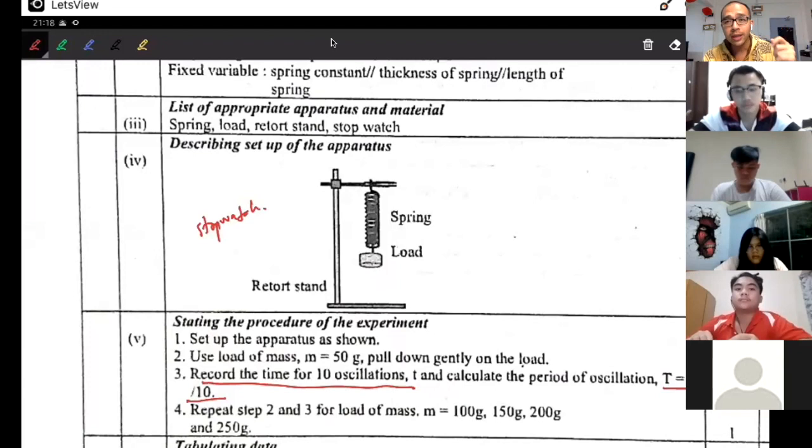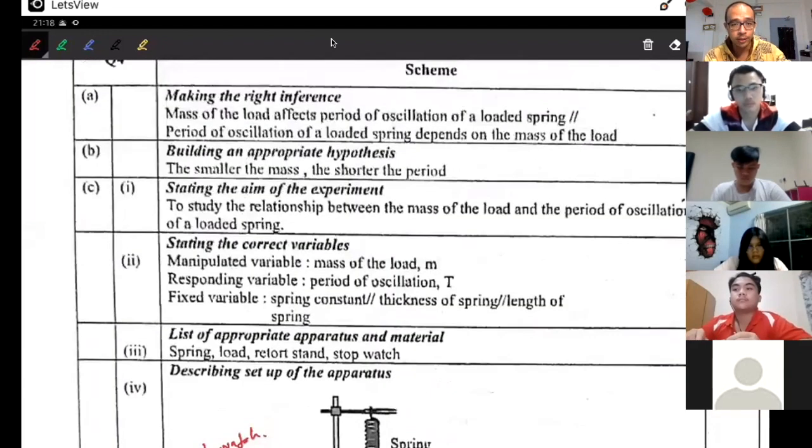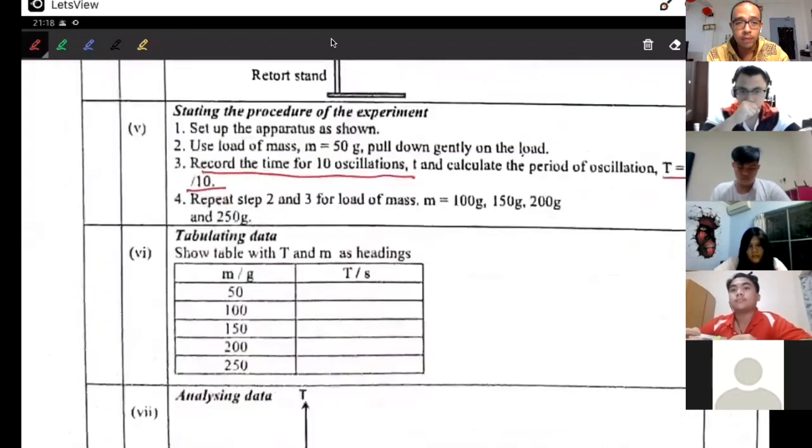Okay, so just be careful with the inertia experiment. Here it says mass and period. You can also say inertia, because I would say that this is an inertia experiment. Okay, that's no problem.